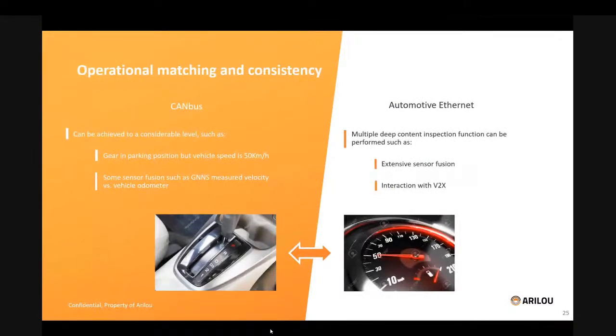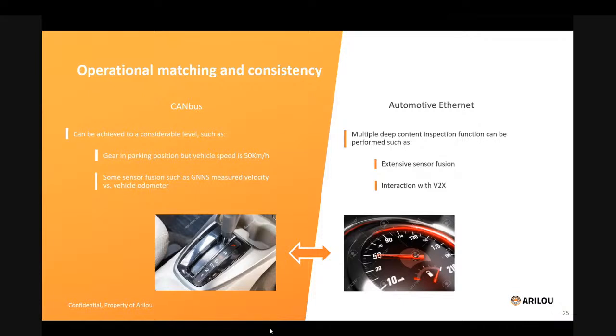Operational consistency. We expect a vehicle in parking mode to have a zero velocity. That means that the rate of the rotation of the wheels should be zero. If we read 50 kilometers per hour from the spinning of the wheels and we are in parking mode, something very badly happened along the way. So this is operational matching and consistency.